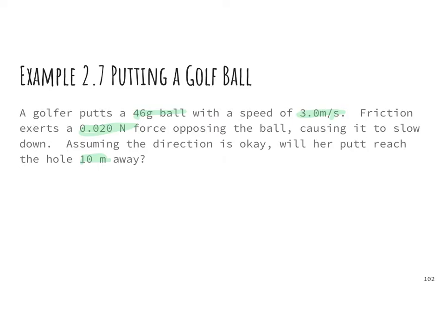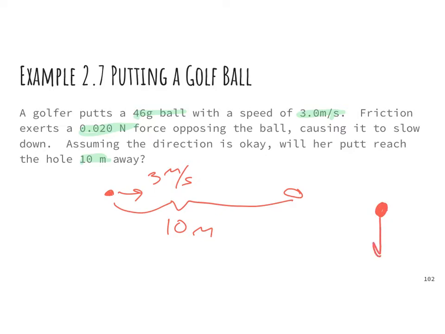So if I were to draw just a quick picture of this, the ball needs to make it into the hole, and that is 10 meters away. The ball is traveling at 3 meters per second, but it's undergoing some friction that's going to slow it down. So let me draw a free body diagram of this.